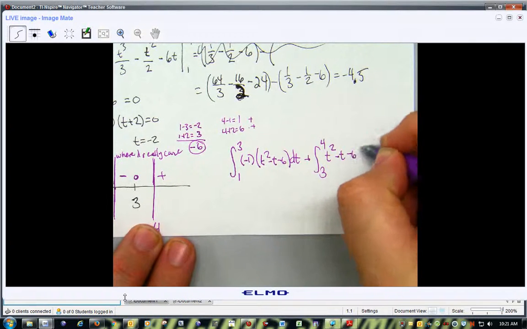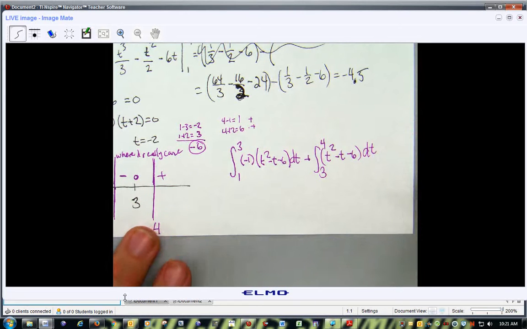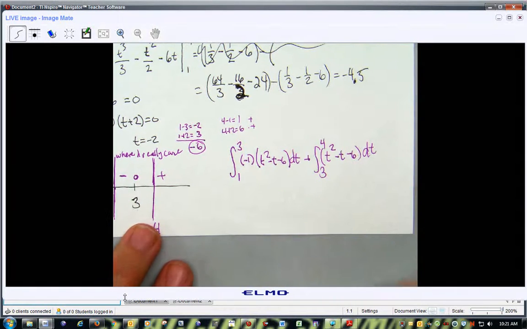No, don't plug it into a calculator. Do it by hand. Have this for me Monday morning, because we only have 3 minutes to go.